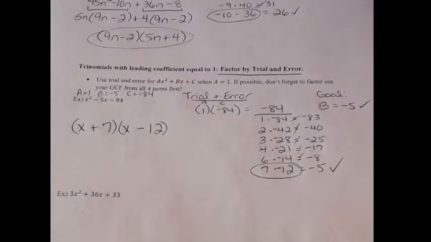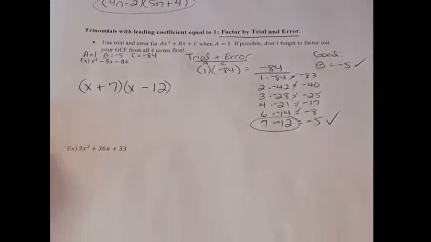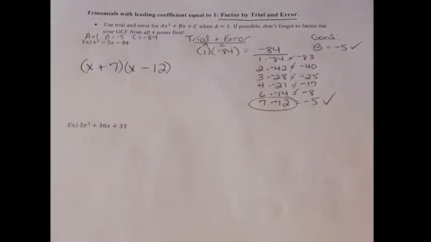Okay, I'm going to show you another one. Take a look at 3x squared plus 36x plus 33. Again, our first step, no matter what, is GCF, GCF, right?